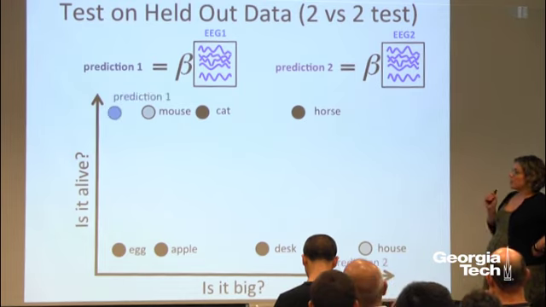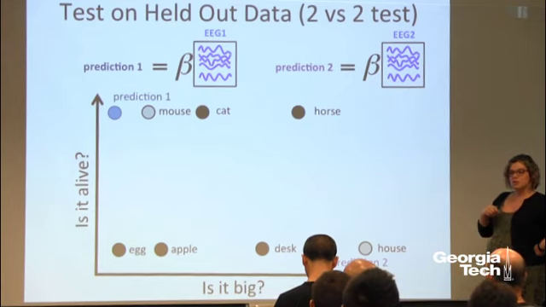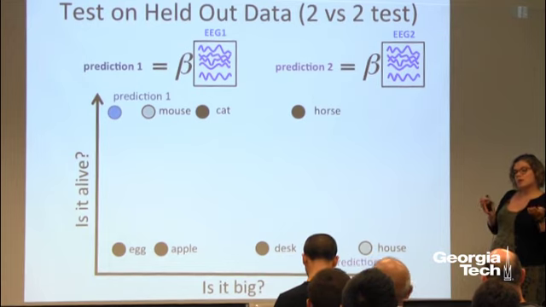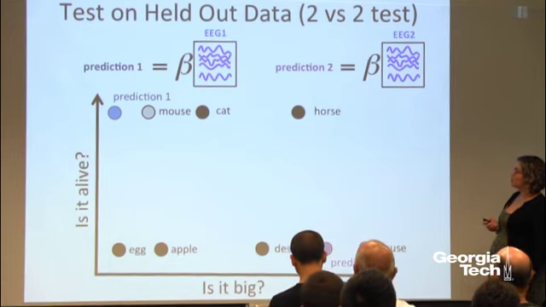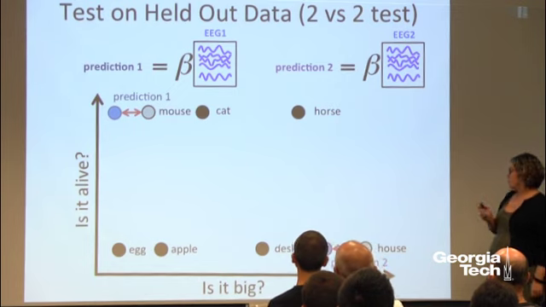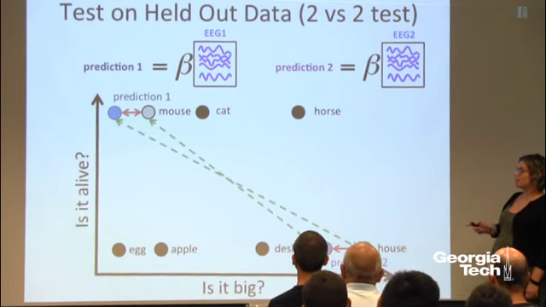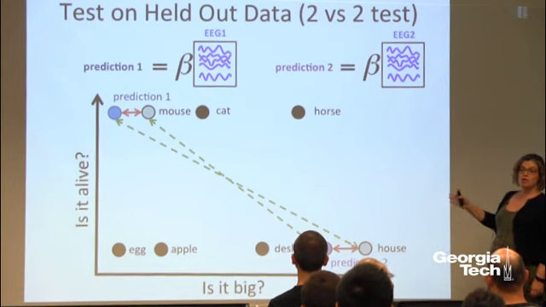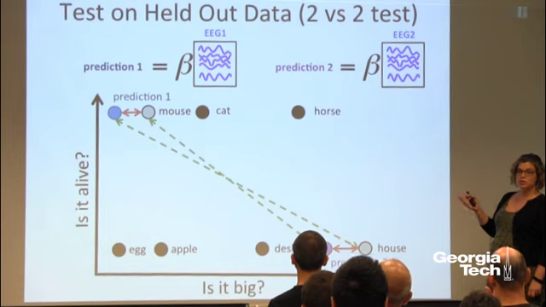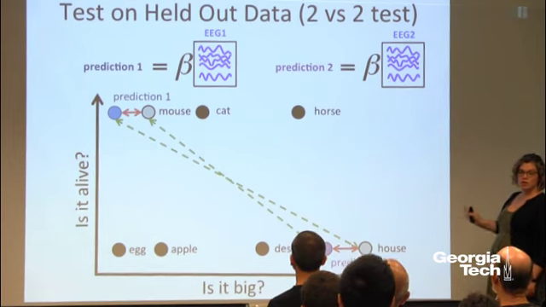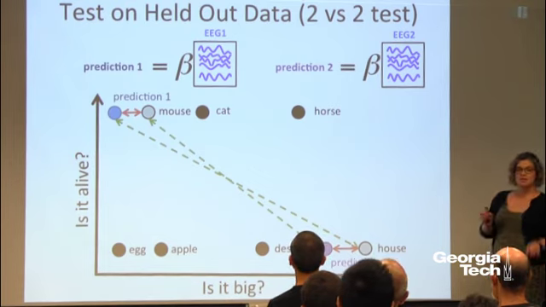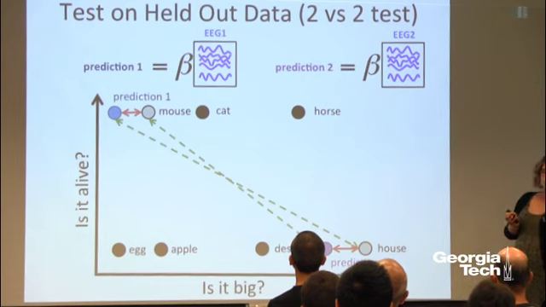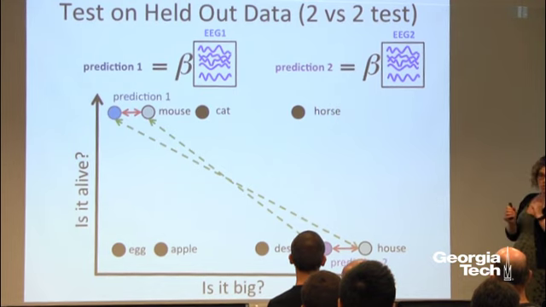Now, I'm asking the model to choose between the two held out words. So I'm telling the model, here are two brain images. The words they correspond to are mouse and house. You tell me which is which. So I want to know, is the assignment of prediction 1 to mouse and prediction 2 to house better than the vice versa, prediction 1 to house, prediction 2 to mouse? So here it's really obvious. The green lines are much longer than the red lines. And so we're going to choose the assignment that says prediction 1 is mouse, prediction 2 is house. So this is the 2 versus 2 test. Essentially, we're holding out two brain images, and we're just asking the computer to decide which one is which.